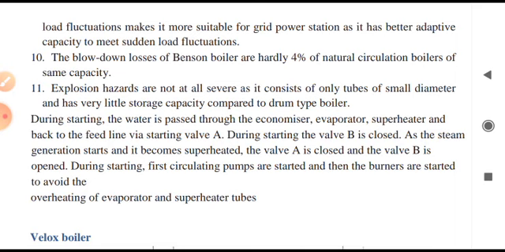During starting, first the circulating pumps are started and then the burners are started, to avoid overheating of the evaporator and superheater tubes. Now let's see the advantages of this Benson boiler. We have seen this, let's see some more. As there are no drums, the total weight of the Benson boiler is 20% less than that of other boilers. This also reduces the cost of the boiler. Natural circulation boilers require expansion joints, but these are not required for the Benson boiler as pipes are welded. Erection of the Benson boiler is easier. All these points we have studied.